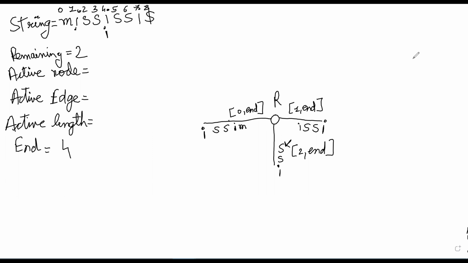and that is going to split into 2. The index of Si was 3. Now we're going to decrement our remaining by 1.